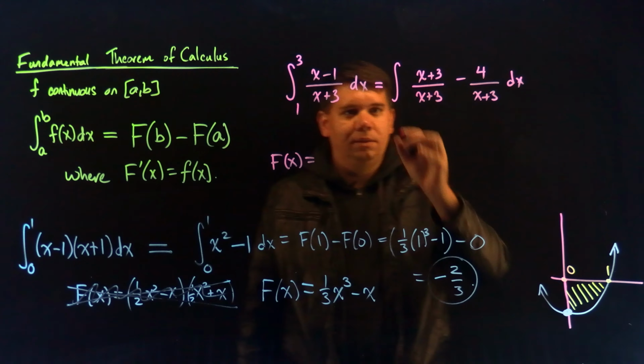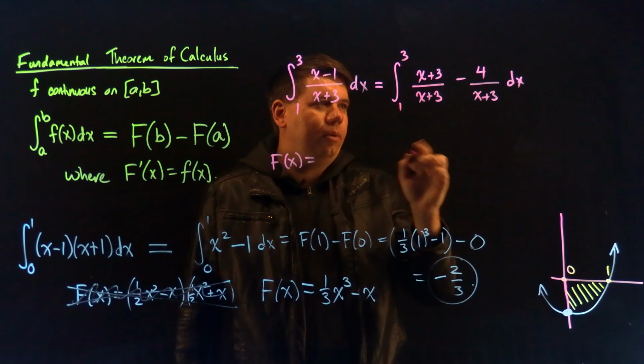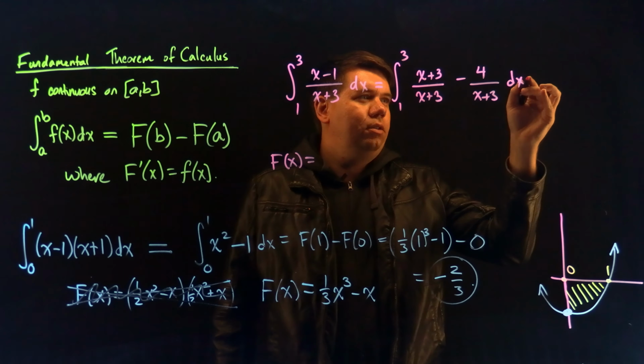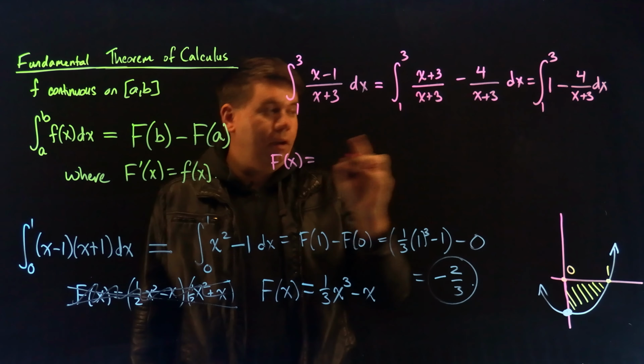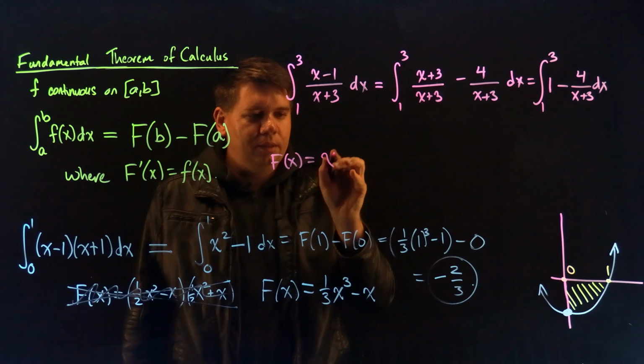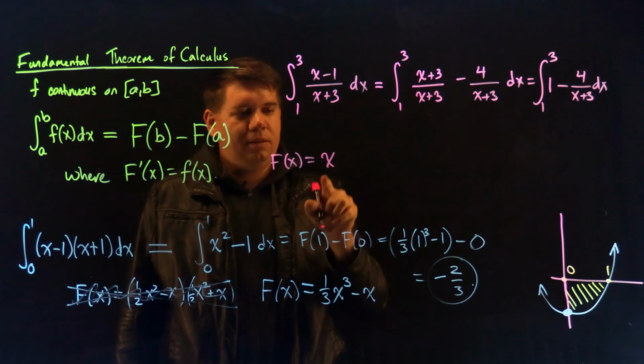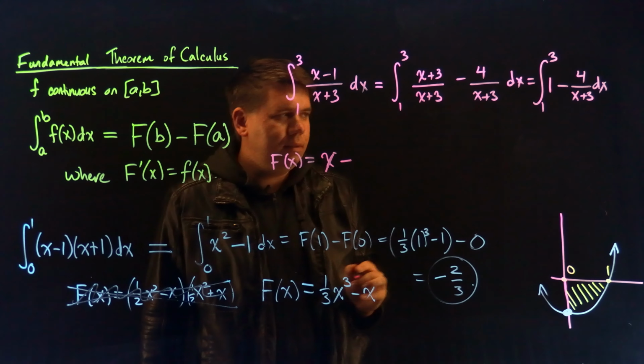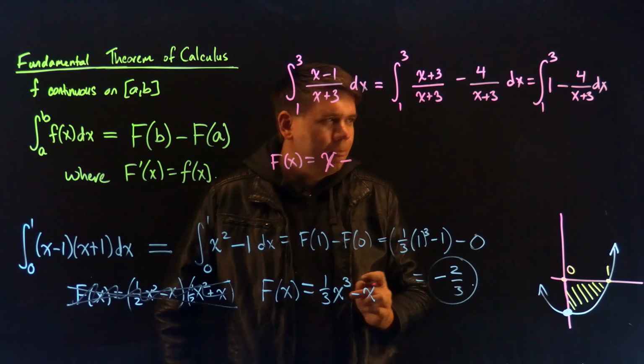How does this help us? Well, this simplifies to just the definite integral from 1 to 3 of 1 minus 4 over x plus 3. And I claim this is something we can now find the antiderivative of. It's going to take some thinking, but the antiderivative of the 1 here is just x, because the derivative of x is 1. So the first piece is fine, minus the second piece.